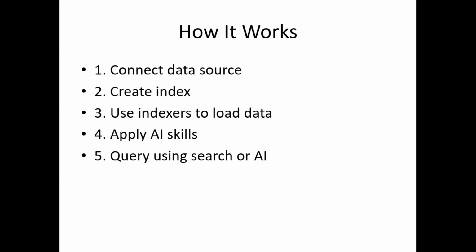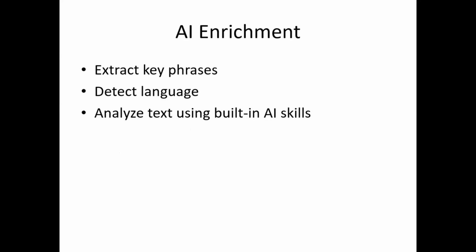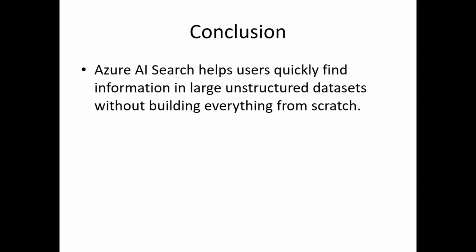Once your data is indexed, you can run your search or AI queries on it using keywords, filters, or other advanced options. And also, you can extract information like key phrases, detect languages, or analyze text using built-in AI skills. Overall, Azure AI Search is useful when you have a lot of unstructured data and want users to quickly find what they're looking for without building everything from scratch.